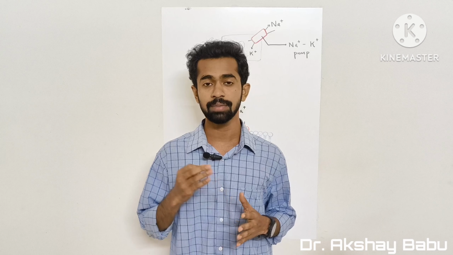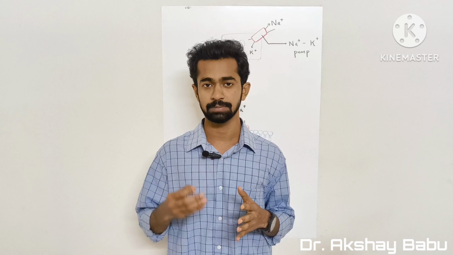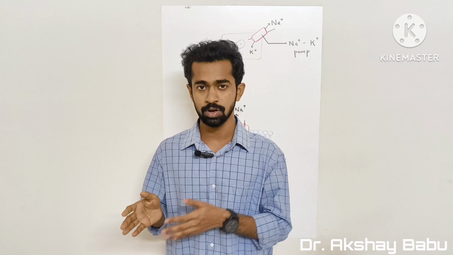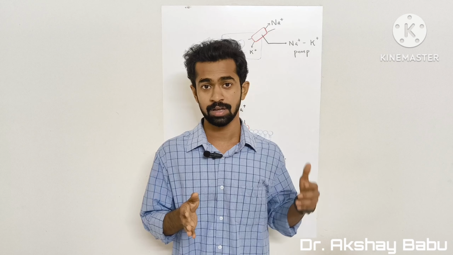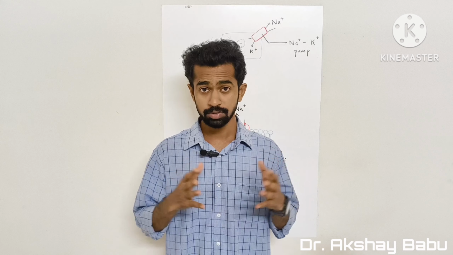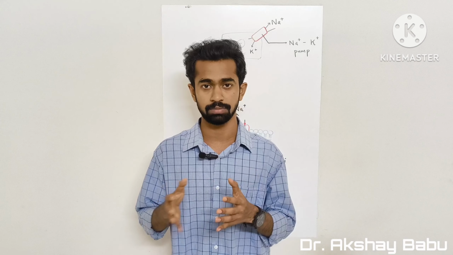Coming to the topic primary active transport. Among the substances that are transported by primary active transport are sodium ions, potassium ions, calcium ions, hydrogen ions, chloride ions, and many other ions. The active transport that has been studied in detail is the sodium-potassium pump.